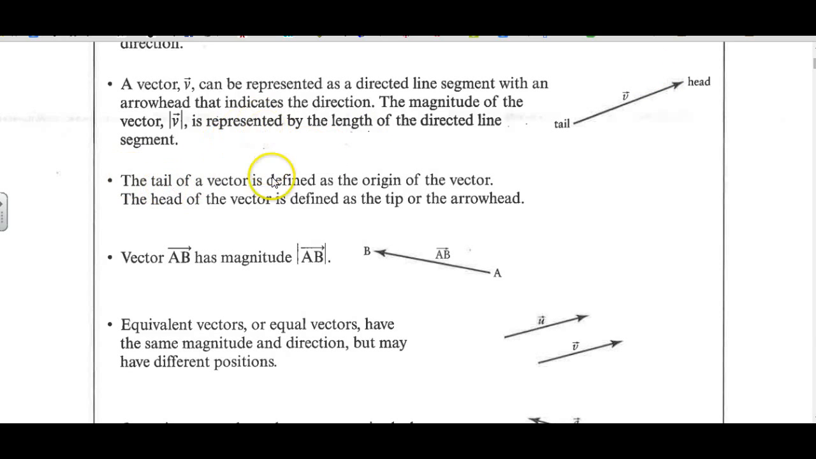So you can read through this. The tail of the vector is where things started. The head is where it ended. So essentially something has traveled from here to here, or in this case, the velocity again is representing traveling that direction at a certain speed.